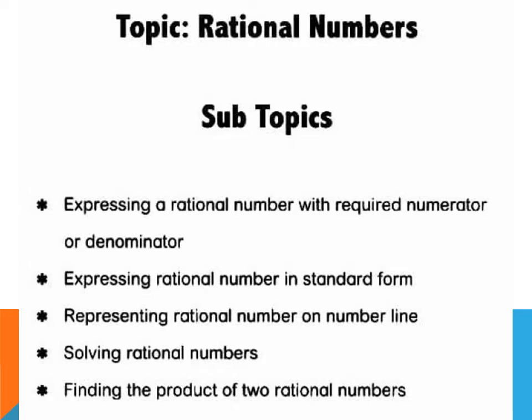So our subtopics were expressing a rational number, which required numerator and denominator, which we did in the last class, and expressing a rational number in standard form, that also we have done in the last class. Now, representing a rational number on a number line, solving rational numbers and finding the product of two rational numbers, this part we are going to discuss today.